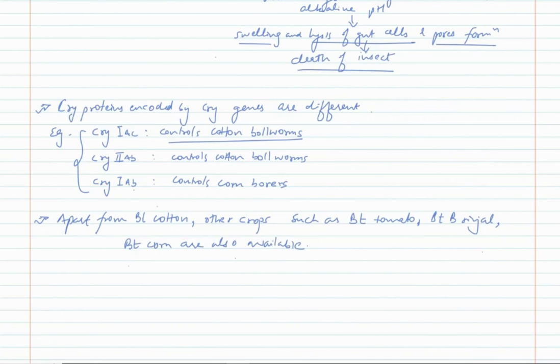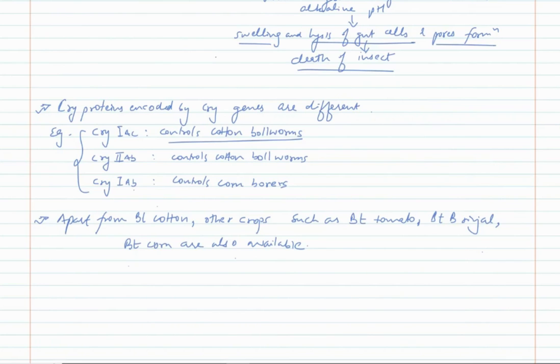Now earlier what we used to do was, we purified this protein from the bacterium. We took up these crystals from this bacterium, purified it, and produced it into sprays, and we used to spray these crystals on the plants. Now the disadvantage was, because we are spraying, many a times the spray would not be completely performed, and a lot of product was going to waste, and sometimes the product was not even present on the plant.